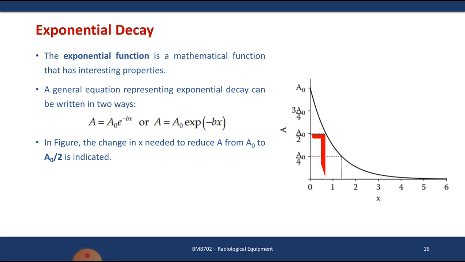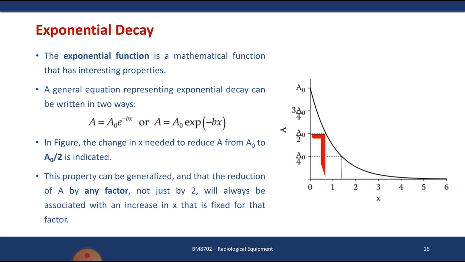I have indicated it as a red line here. So the a naught by 2 and the corresponding x value is indicated by this line. Similarly, for different amplitude values we can look at the particular x values. Any factor we can take to minimize the decaying exponential. So this is how an exponential function is expressed.